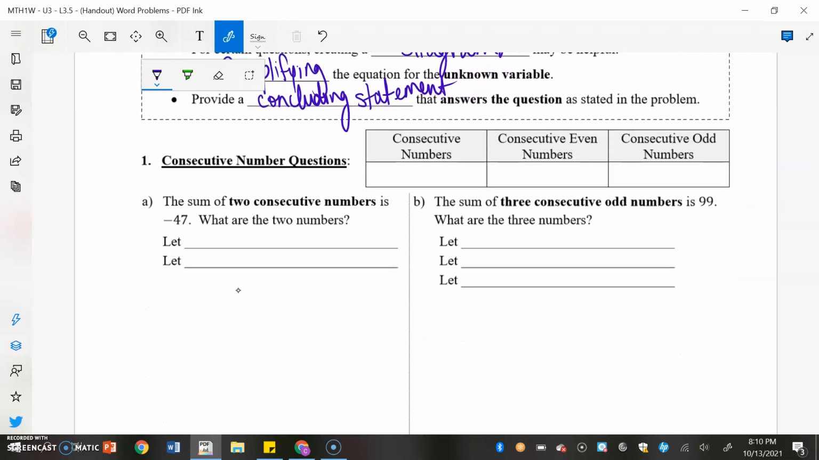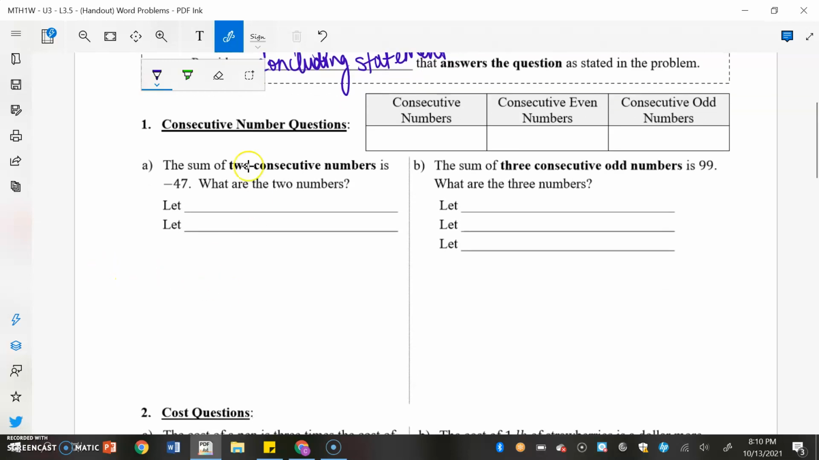So we're going to go over a couple different types of questions in this lesson. The way that this video is going to go is that I will do the first of that type of question, then you can pause the video and try the second of that type. Now, the first type of question is the consecutive number question. Consecutive numbers are numbers that come one after each other.